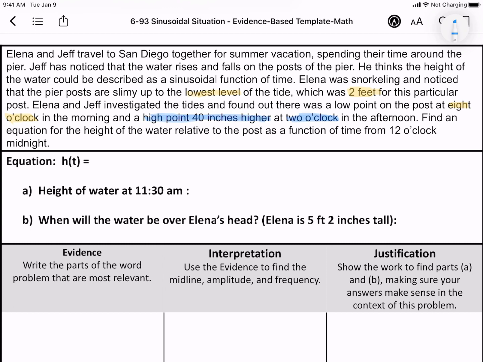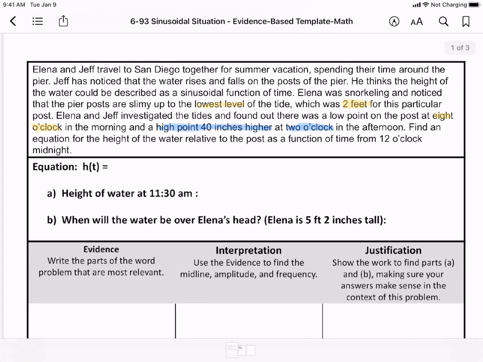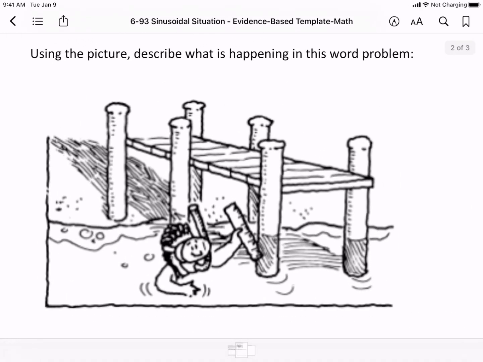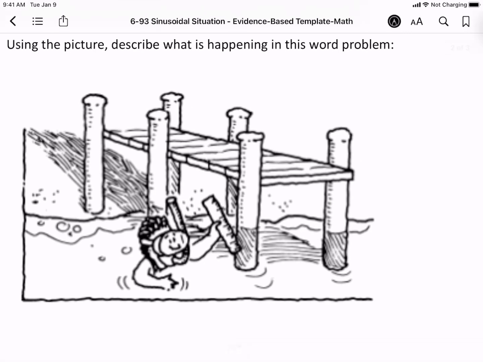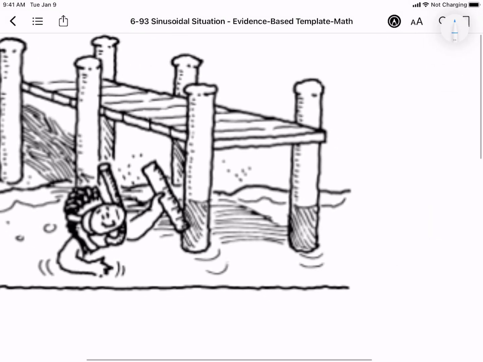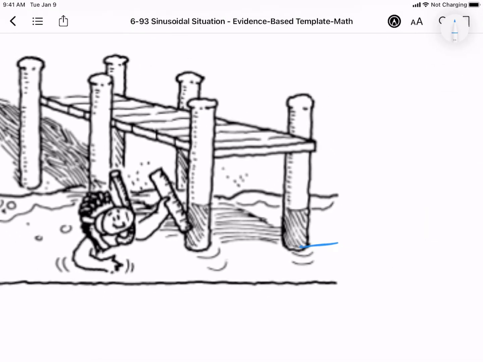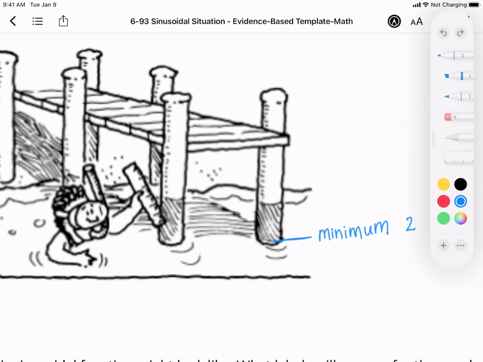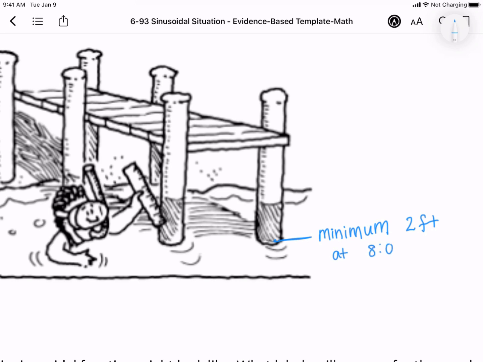So I'm going to take that information and draw it on the picture on the back. Here's a picture. I'm going to annotate it now to show the information that I just learned. There is a minimum value here. The lowest point we're going to call the minimum. And I know that minimum is 2 feet, and that is at 8 a.m.